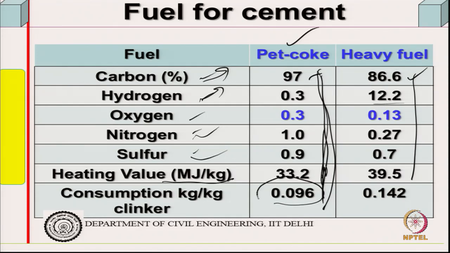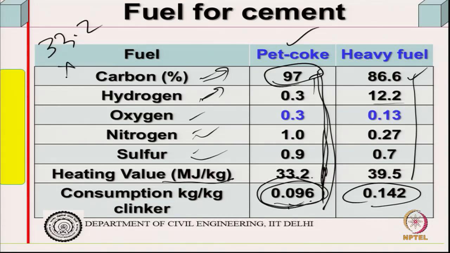So, consumption per kg of clinker will be less, since this has more carbon, and typically the consumption is 0.096 kg per kg of clinker. Now, multiply this by this: how many megajoules are you getting? 33.2 into 0.096, right. How much would it be? Even if I take it to be 0.1, it will be 3.3, roughly around 3.32 megajoules.